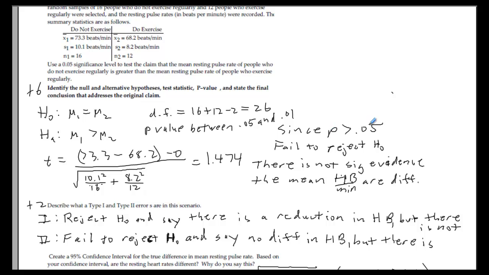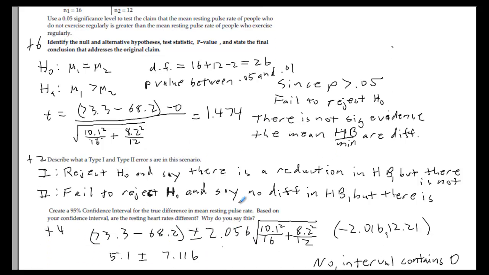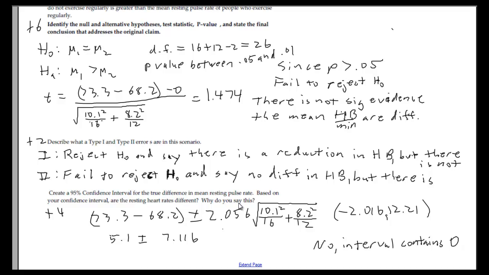Since p is greater than 0.05, we will not reject. There is not significant evidence that the heartbeats per minute are different. The errors would be, type 1: reject and say there is a reduction in heartbeat if you exercise, but there really isn't. The alternate, the type 2, is fail to reject the null and say there is no difference in heartbeat, but there really is.